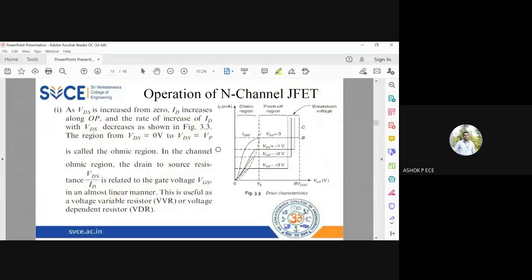And see here, as VDS, now we are going to see this characteristics. As VDS is increased from 0, ID will increase. So you know that whenever I'm going to see, in this graph, you see there is no VGS. VGS is constant. I'm going to keep VGS constant. Initially, you see 0. VGS is 0.